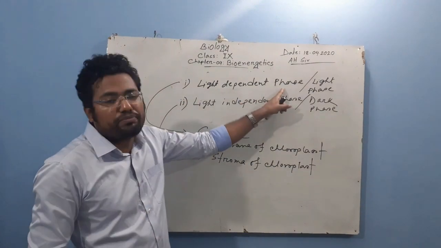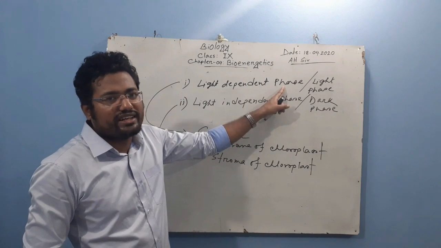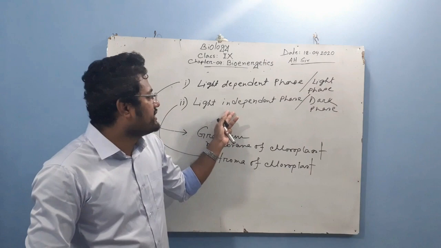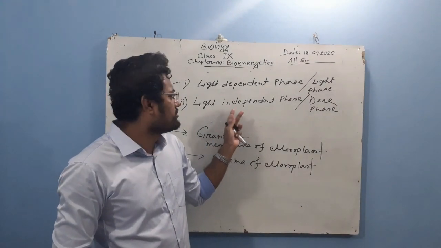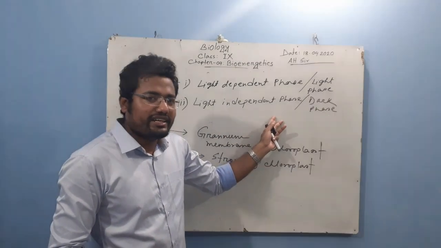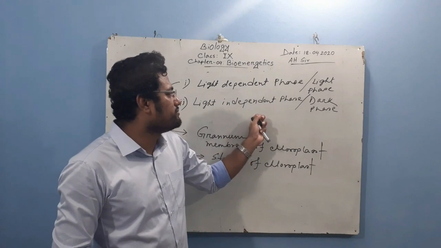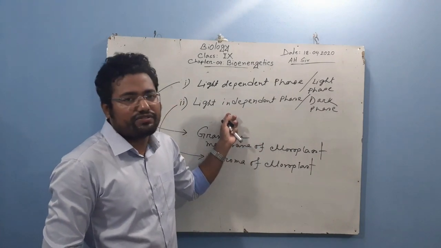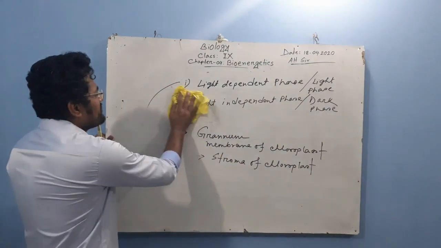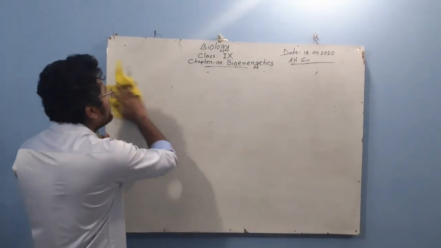In the light dependent phase, or light phase, chlorophyll is very much needed, water is needed, and sunlight is also needed. But in the light independent phase, sunlight is not needed directly, and the dark phase can be carried out in the daytime and at night also. Light is not directly needed in this phase, but this phase is actively performed in daytime. Now I show the summary of photosynthesis by drawing the chloroplast.